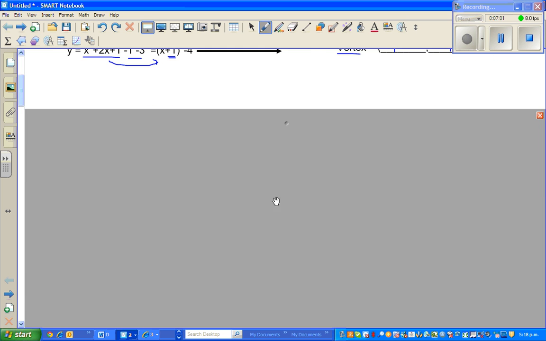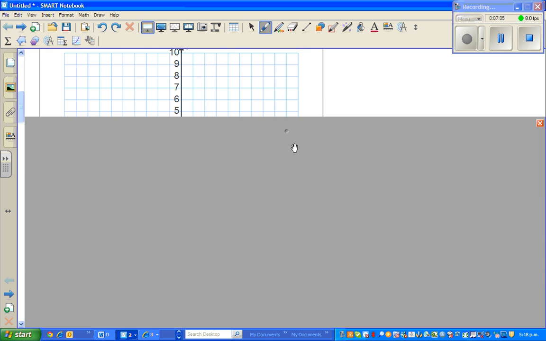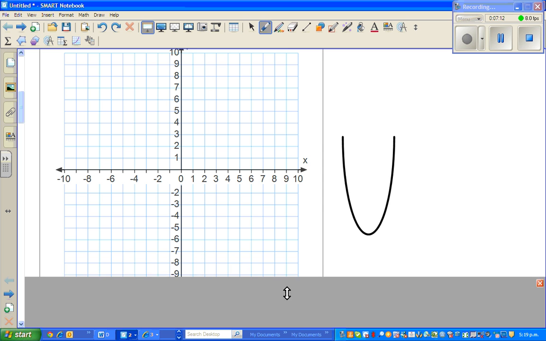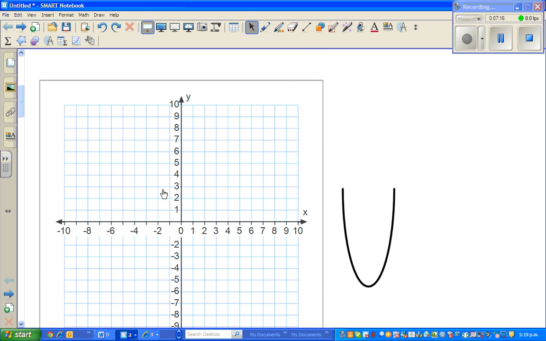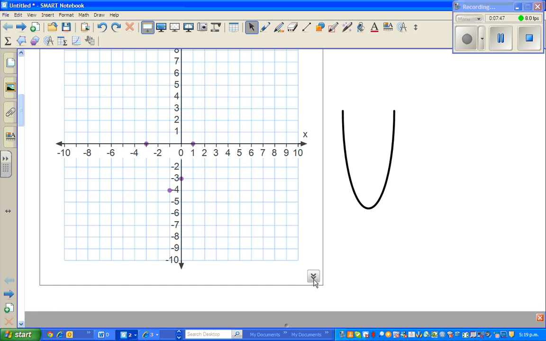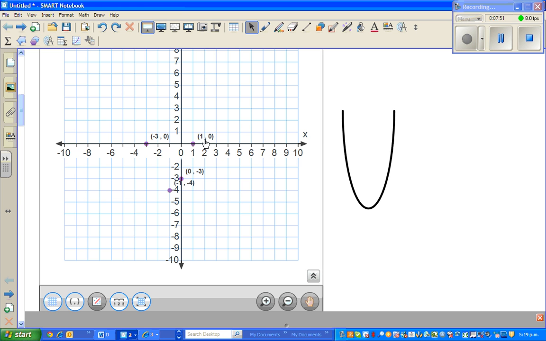Now, I'm going to plot this. Your vertex is (-1, -4). Your x-intercepts are (1, 0) and (-3, 0), and your y-intercept is (0, -3). So these are the points: (1, 0), (-3, 0), (0, -3) and (-1, -4).